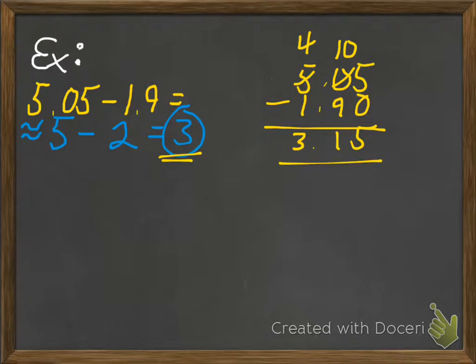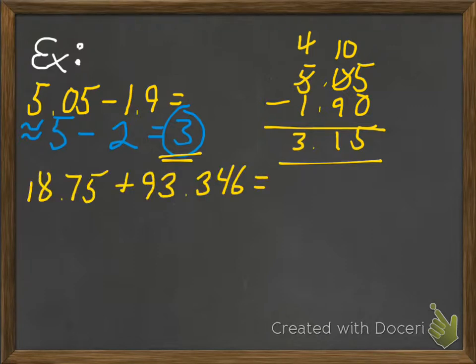All right, let's continue on for a moment. Let's look at another example. Same instructions. Let's round both of these numbers to the nearest whole number. So 18.75 will be 19, and 93.346 will be 93, and that's the point where we rounded.